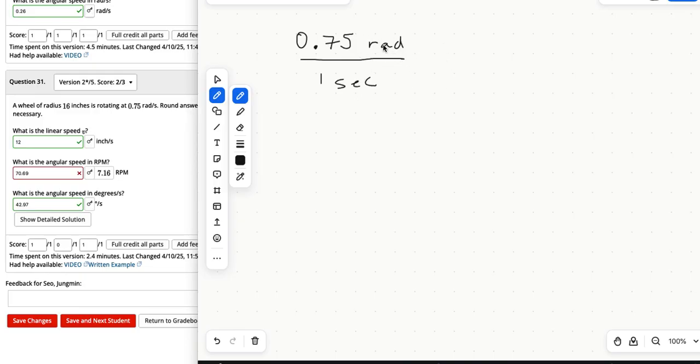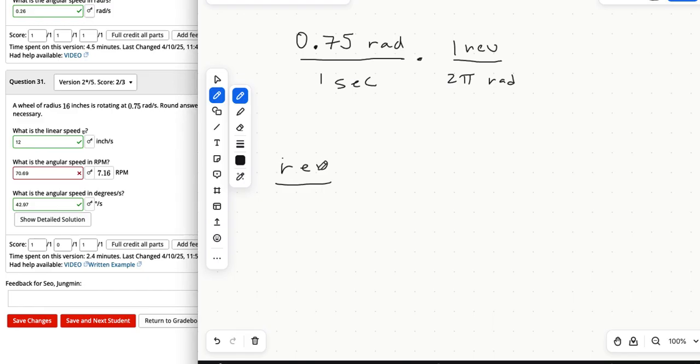So a radian, there's 2 pi radians in one revolution, right? And so that means if I divided 0.75 by 2 pi, that would give me what fraction of a revolution it's traveling in 1 second. So let me write that out right here. We know in one revolution there are 2 pi radians.